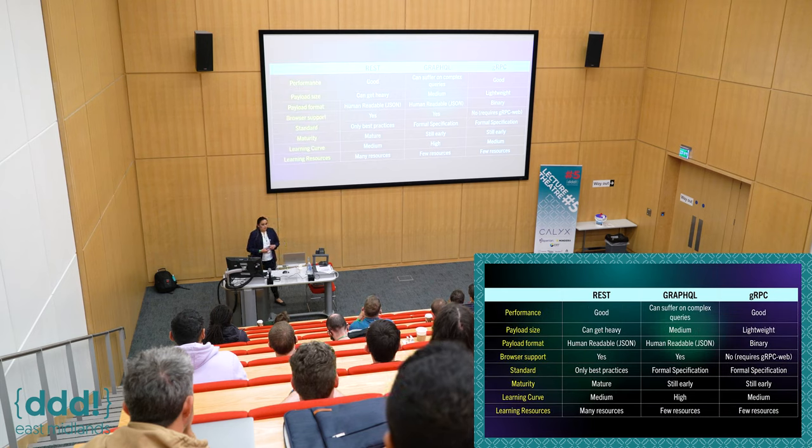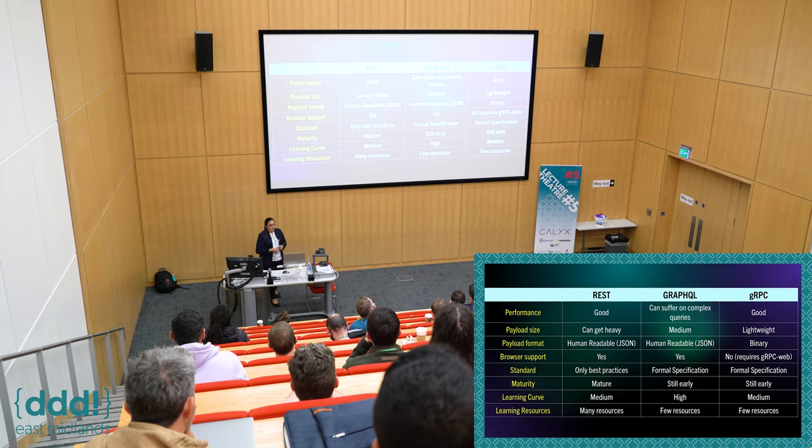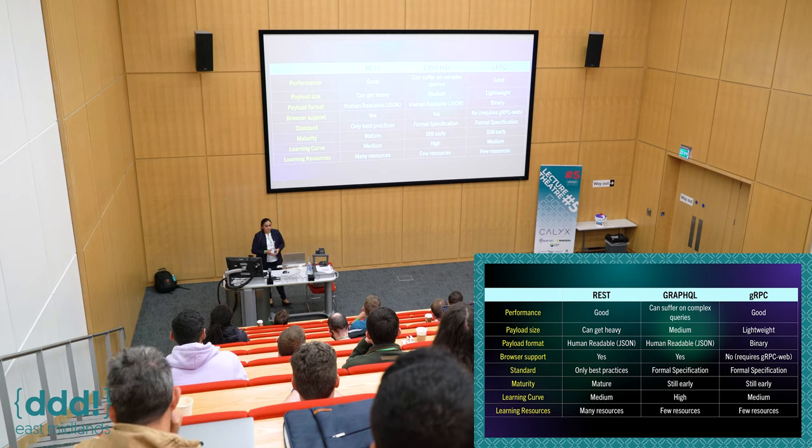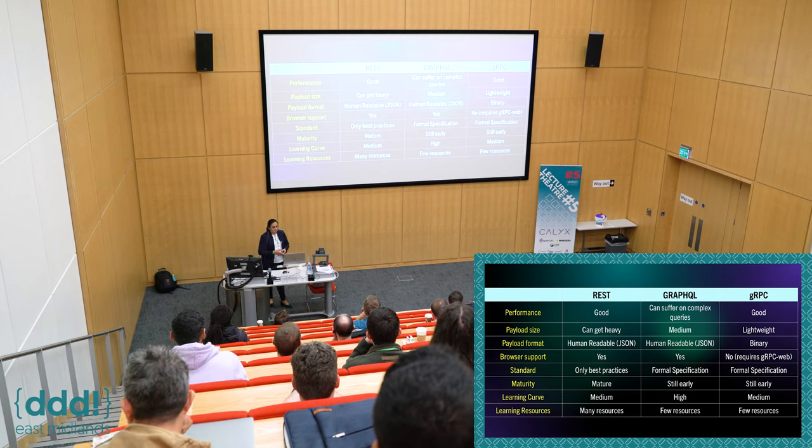With performance, gRPC and REST is fine. With GraphQL, it can suffer on complex queries. Payload size, again, heavy with REST, medium with GraphQL, lightweight with gRPC because of binary format. Payload format, I'm keeping it to JSON in REST for now. We can have XML as well. JSON in GraphQL and binary format in gRPC.